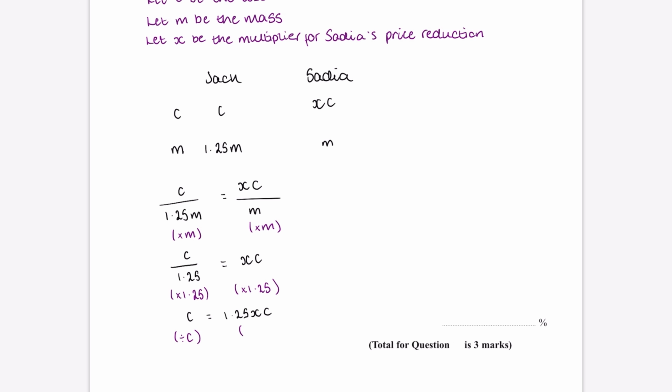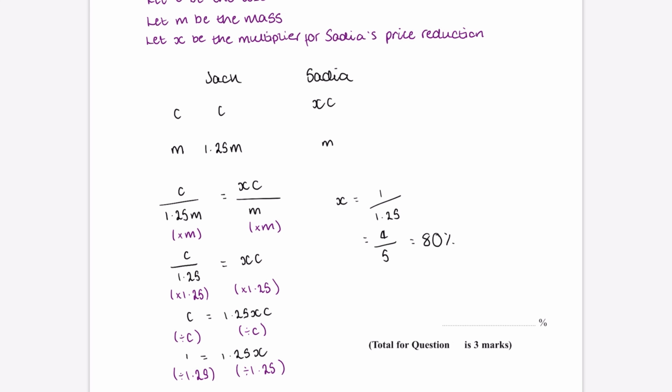Next we can divide both sides by C, and this gives us that 1 is equal to 1.25x. Then to work out the value of x, we can divide both sides by 1.25, and this tells us that x is equal to 1 divided by 1.25. Now we let x be the multiplier for Sadia's price reduction, so we first want to convert this into a percentage. We can multiply both the numerator and the denominator by 4, and this gives us 4 over 5. And 4 over 5 is equal to 80%.